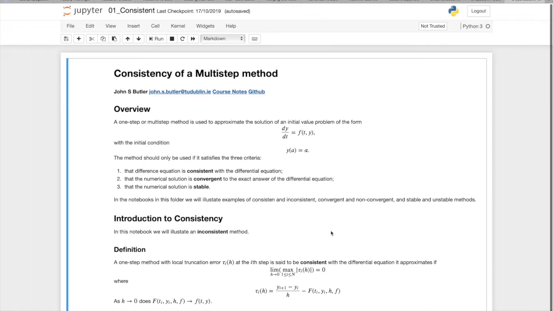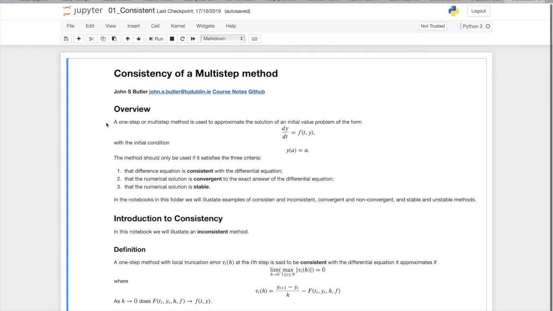This is all primarily applicable to the Adams-Bashforth and Adams-Moulton methods, but as both the Adams-Bashforth and Adams-Moulton methods are intrinsically consistent and intrinsically convergent and intrinsically stable, I've decided to use the example of something that isn't.